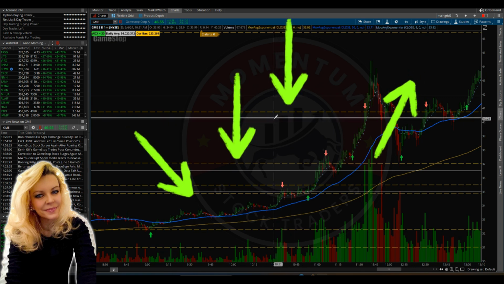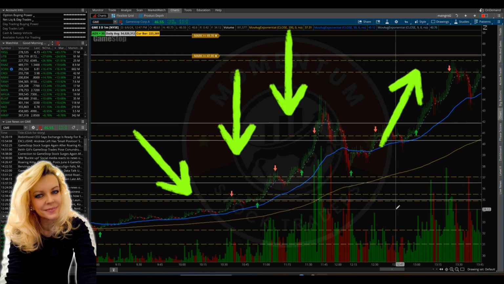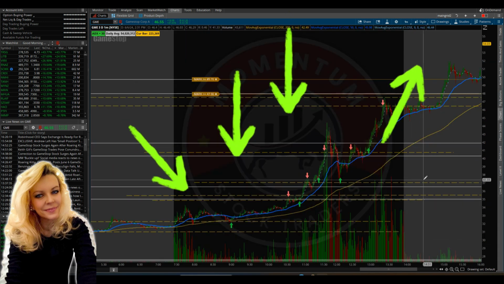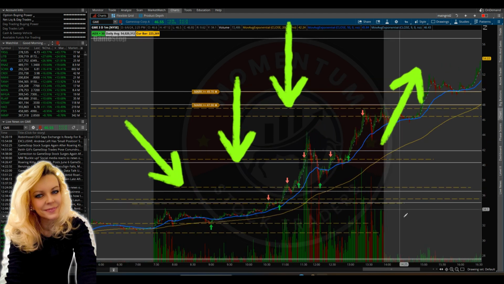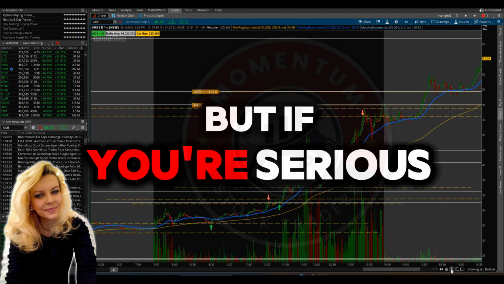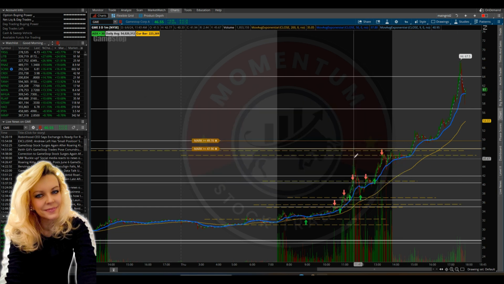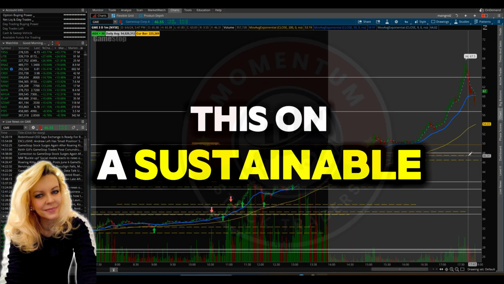So if you don't have these lines on your chart, you can't trade from these lines and you can't trade to them. You'll be stuck with nothing but guesswork on your part, no matter what kind of trading you're doing. Friends, yes, you can trade without these tools that I give my group of traders, but if you're serious about making a sustainable income on every trade, you absolutely need these tools. You just can't do this on a sustainable level without these tools.